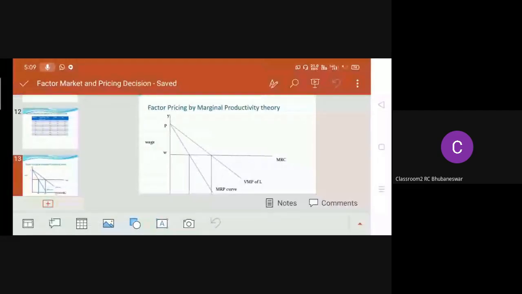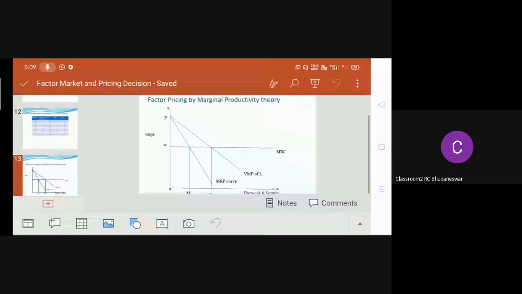Under monopolistic competition, the VMP is the average revenue, and the average revenue curve is otherwise called the demand curve. Here also, the value of marginal product of labor curve is otherwise called the demand curve. Okay. OW is the wage rate. Here OW is the wage rate, which is fixed. But a competitive firm will employ how much?